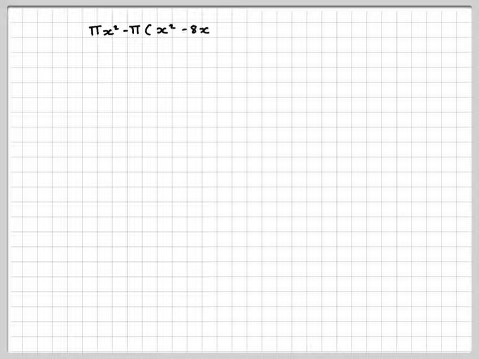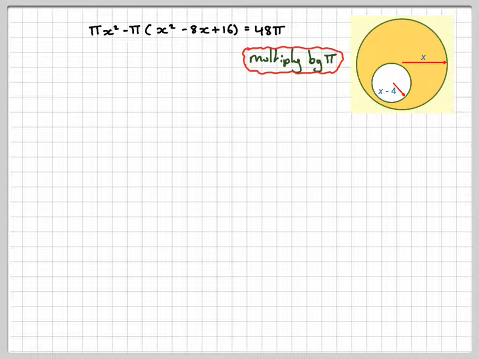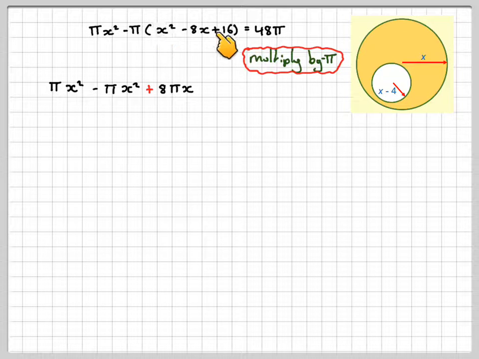Taking that over to the next page. So we're going to multiply this bracket here by minus pi. So we've got pi x squared minus pi x squared, a minus times a minus will make plus 8 pi x, and a minus times plus 16 is minus 16 pi, and that's still equal to 48 pi.